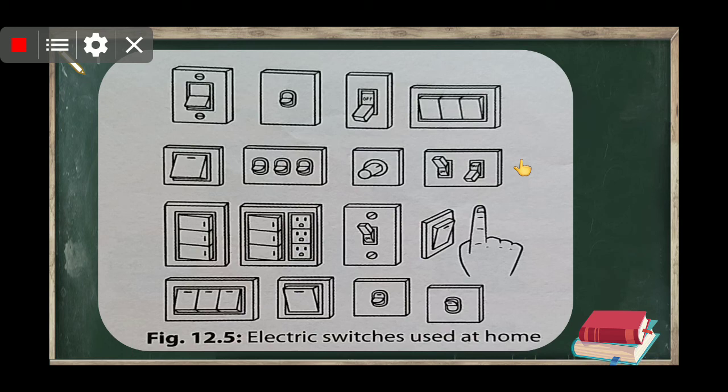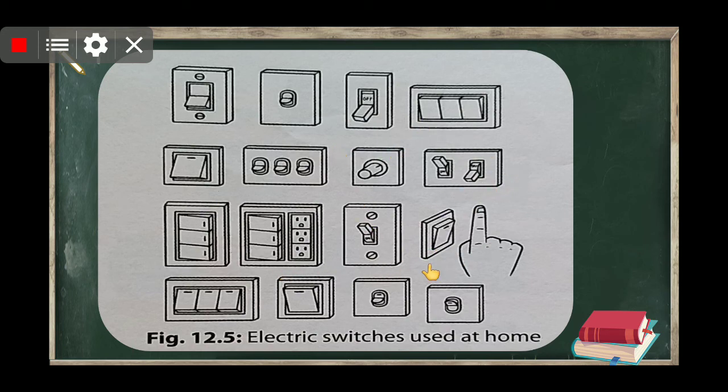This is because, students, an electric switch is an appliance which makes and breaks the circuit. Suppose, students, if I switch on, the circuit will be completed. If I switch off, the circuit will be broken. And if the circuit breaks, the appliance will ultimately stop. So this is the basic principle behind it.